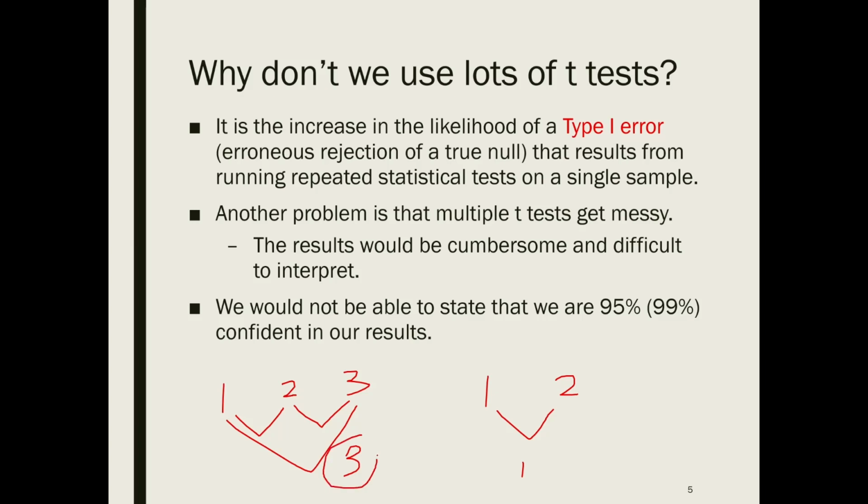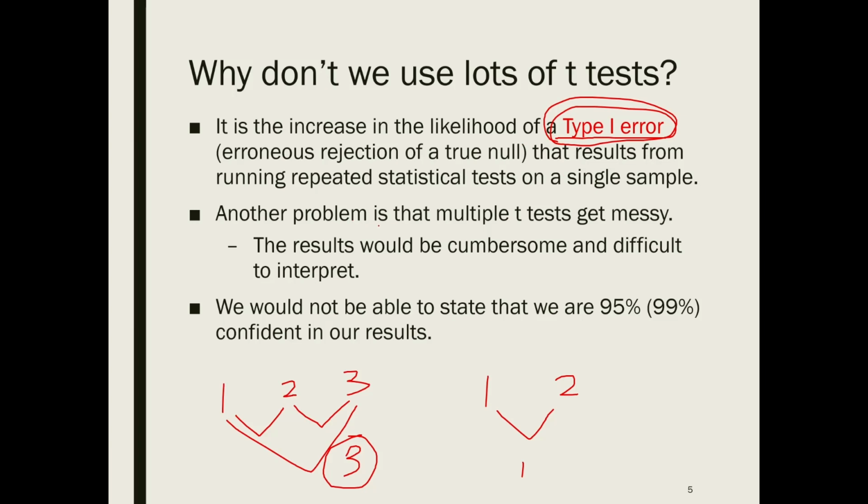So why don't we just use 3 t-tests, instead of using ANOVA to analyze all the group means at the same time? The problem with using lots of t-tests when analyzing more than 2 groups, such as 3, 4, 5, 6, 7 groups, is that it increases the likelihood of a type 1 error. Type 1 error is the error where we reject what we are not supposed to reject.